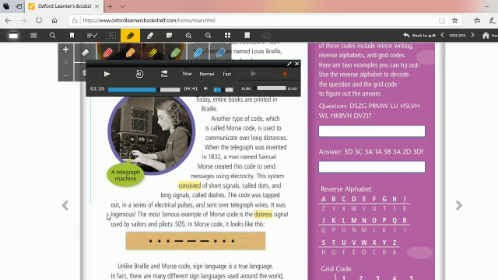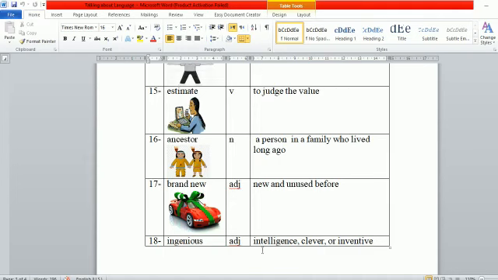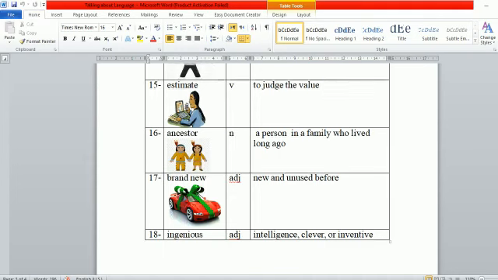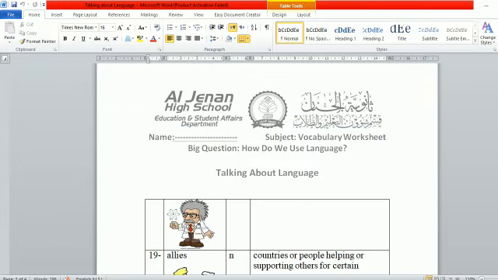Can you circle the word ingenious? What is the part of speech of ingenious? It's an adjective. What does it describe? It describes the code. So, ingenious means intelligent or clever. It's an adjective. Einstein is an ingenious scientist.